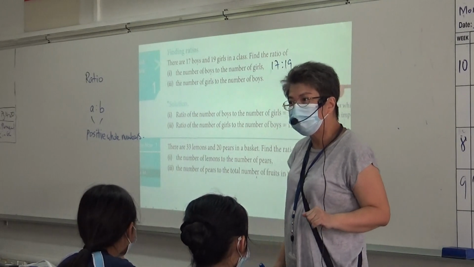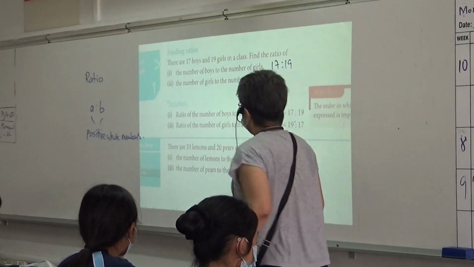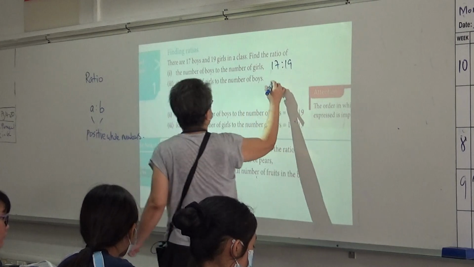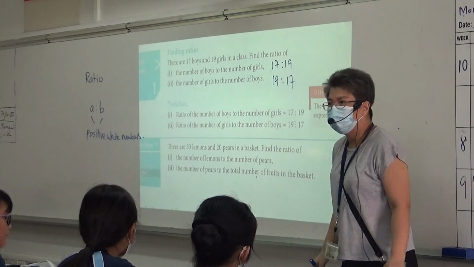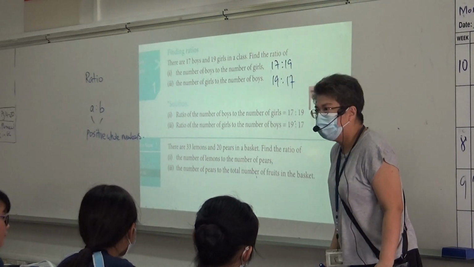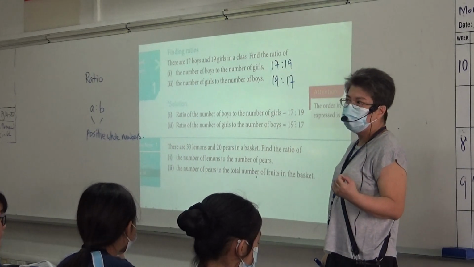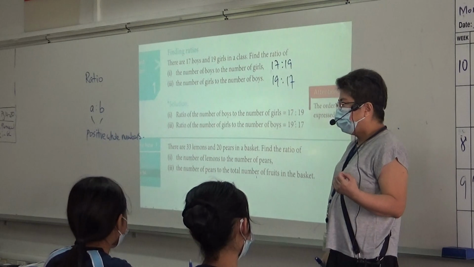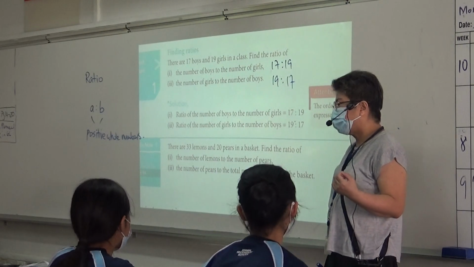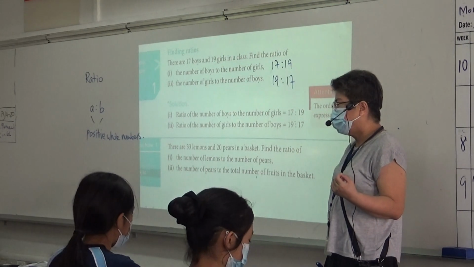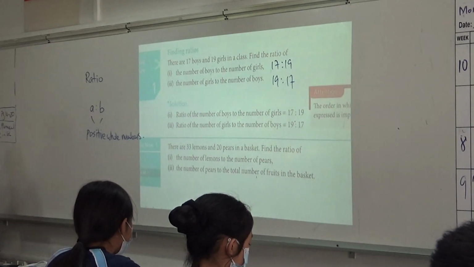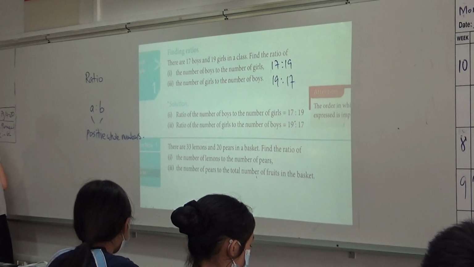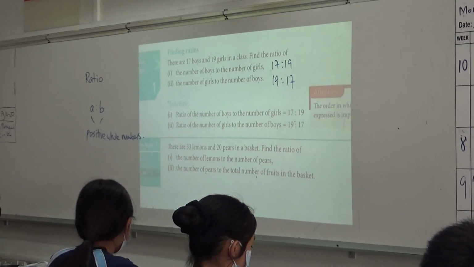They are prime numbers already, so that cannot change. Now the number of girls to the number of boys. So 19 is to 17. Are we clear? Can all of us sit up straight and listen to me? Yes, okay. So, that is your work example 1.